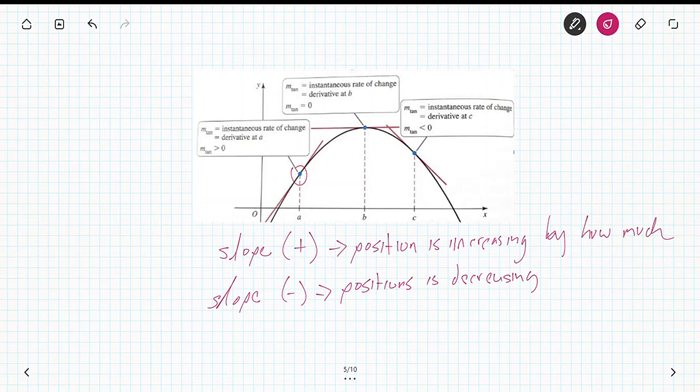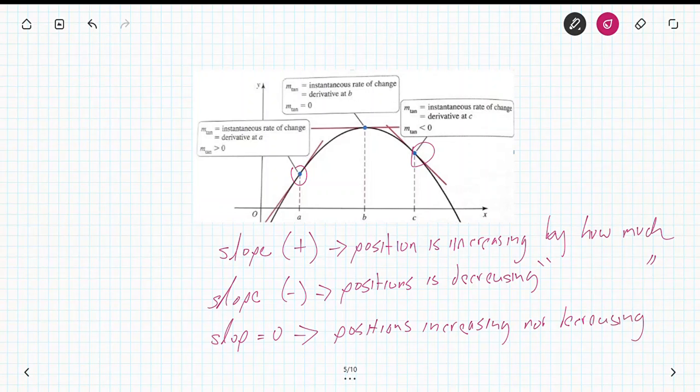Okay, and you can just look at this point right here, point C. Okay, and again, by how much, depending on the magnitude of that slope. All right, a special case: if your slope equals 0, that means your position is neither increasing nor decreasing. Okay, and that's a very important concept in calculus, because when the slope is 0, that means you have reached a max. Okay, or a min.